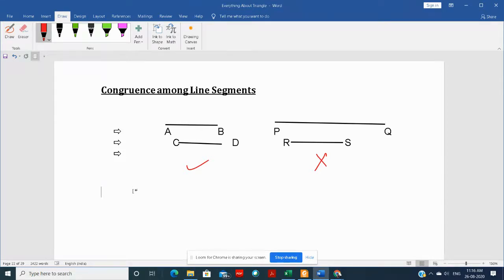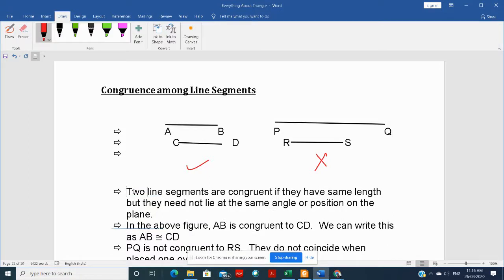So what we have seen? We have seen that two line segments are congruent if they have same length, but they need not lie in the same angle or position on the plane. As I just said, the CD can be positioned in any way. You can rotate it in any way, but the measurements of CD, that is, the length of the CD will remain same. Means the length of the CD is equal to AB. So AB is congruent to CD and we can write this like this. This is congruent sign.